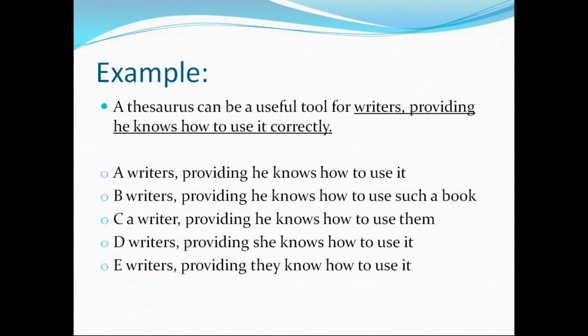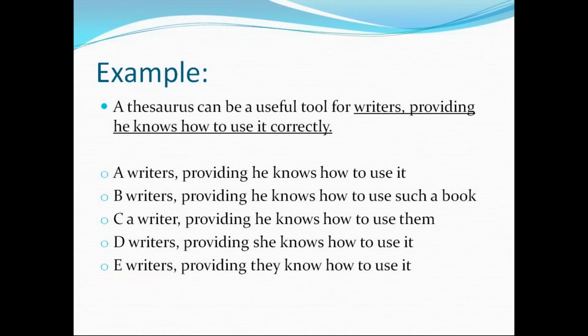Now I don't know what's wrong with this sentence. Okay, that's fine. You don't always have to know what's wrong with it. Okay, so look at this. The dictionary can be a useful tool for writers. Is that plural or singular? No, it's plural form, yes, because it says writers. It's got an S on the end. It's plural.